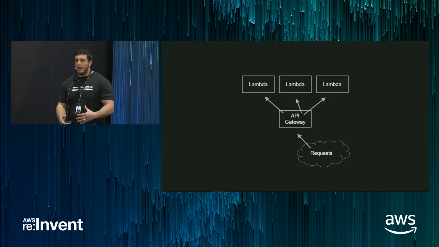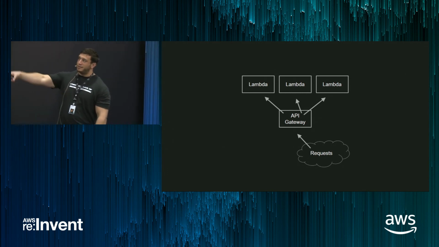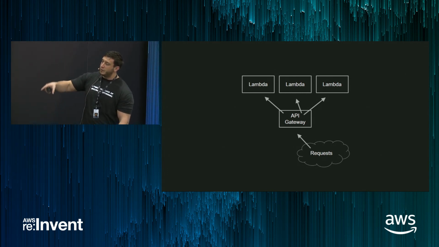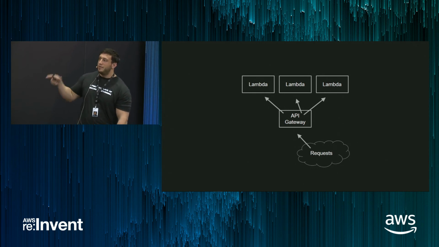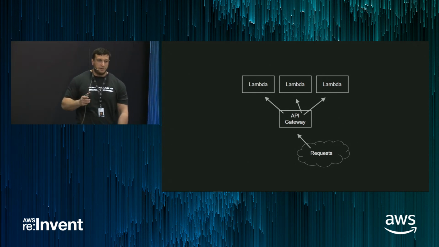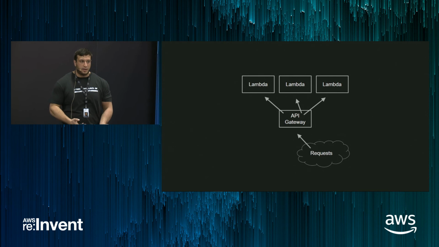And if you put this all together, the architecture you get looks basically like this. You have all of your user requests going to an API Gateway instance, and that calls the appropriate Lambda function behind the scenes, and that's pretty much it.